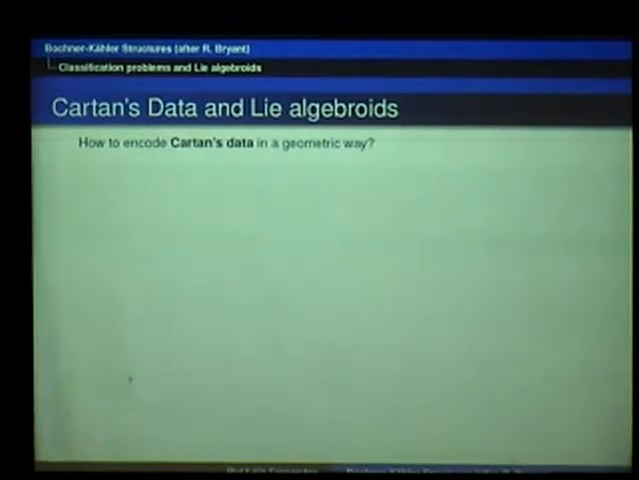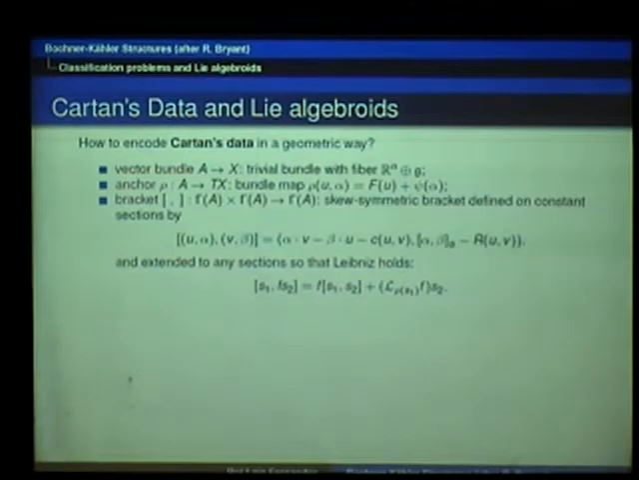All right, so I told you that what we are going to do is turn this a little bit around, and we are going to encode this Cartan data in a geometric way. So here's what we do. We build a vector bundle, which is just trivial as a bundle. It has as fiber R^n plus the Lie algebra of G. So in the case of Bochner-Kähler, this would be C^n plus u(n).